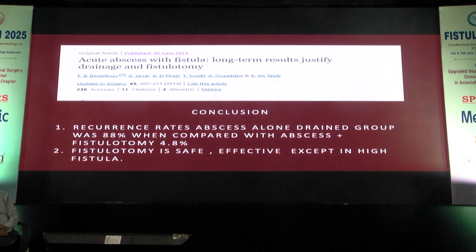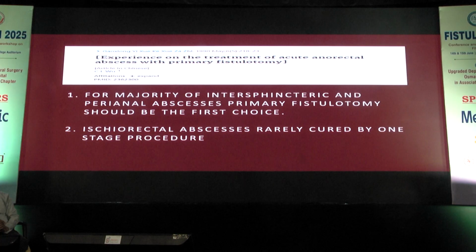The recurrence rate of abscess drained alone was 88% when compared with abscess plus fistulotomy. This was published in 2013, and it says the recurrence rate for abscess drained alone is 88%, compared with 4.8% for abscess with fistulotomy. This shows that fistulotomy is safe but in experienced hands. For the majority of intersphincteric and perianal abscesses, primary fistulotomy should be the first choice, while a horseshoe abscess is rarely cured by a one-stage procedure. This is a complicated one, and you need to deal with it properly.